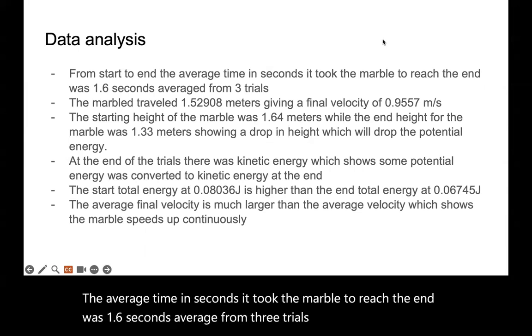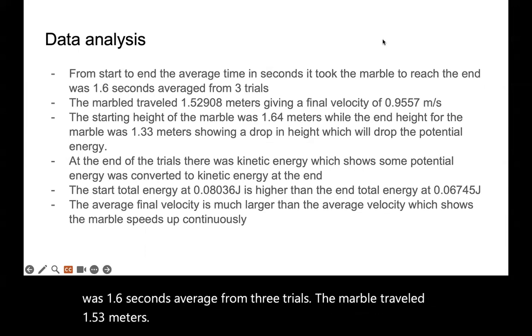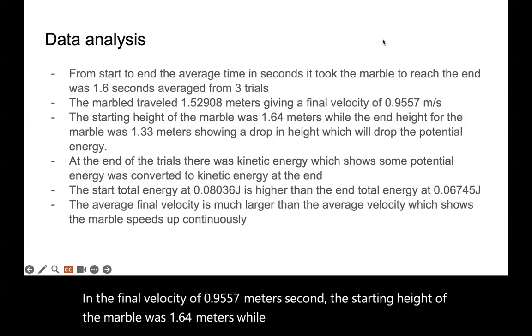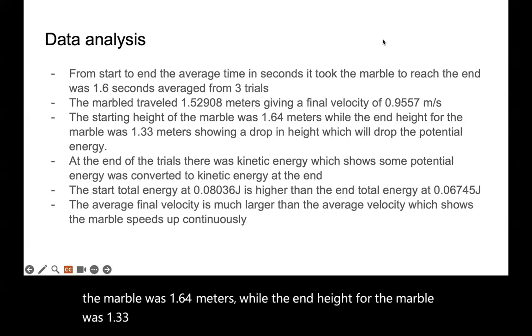The marble traveled 1.53 meters, giving the final velocity of 0.9557 meters per second. The starting height of the marble was 1.64 meters, while the end height for the marble was 1.33 meters, showing a drop in height which will drop the potential energy.